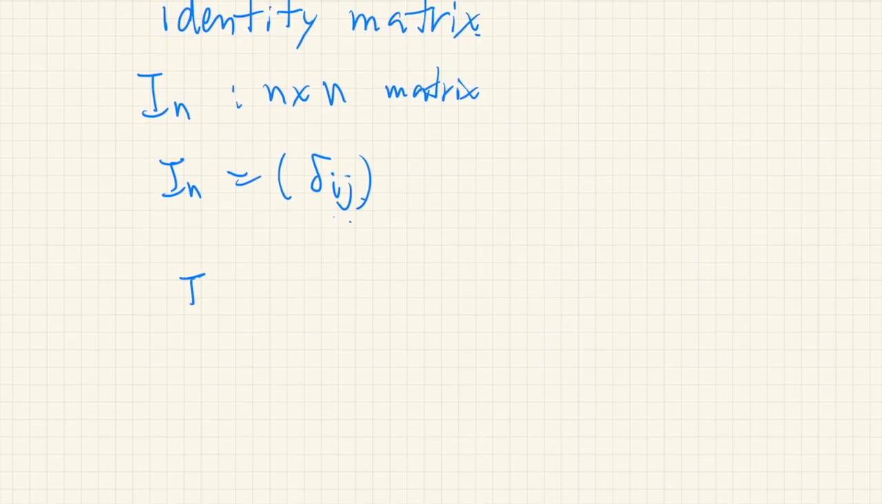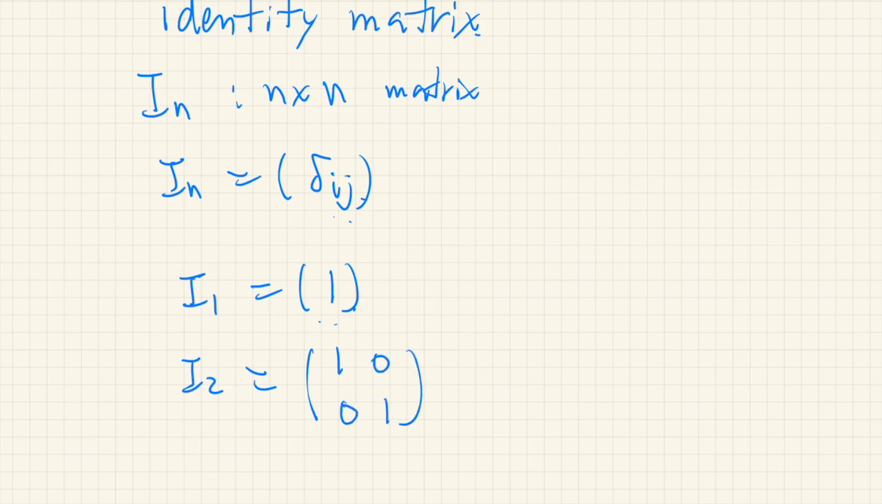For example, in the case of a 1 by 1 matrix, it's just 1, right? Because it's only one element. And for a 2 by 2 matrix, we have 1 0 0 1. So the diagonal elements are 1, and off diagonal elements are 0. And similarly, I3, we have 1 0 0, 0 1 0, 0 0 1. So again, the diagonal elements are 1, and off diagonal elements are 0.